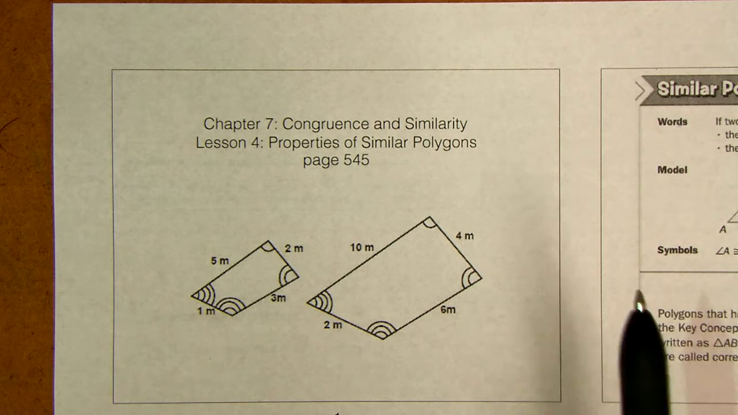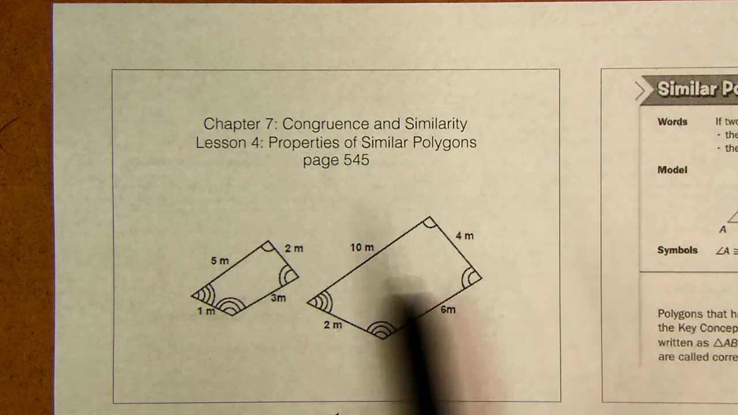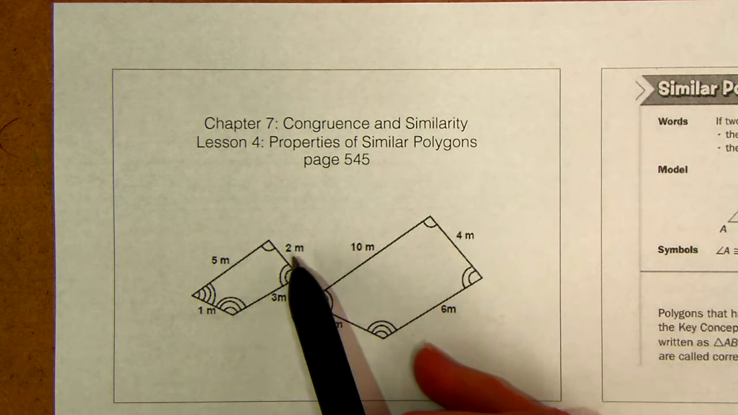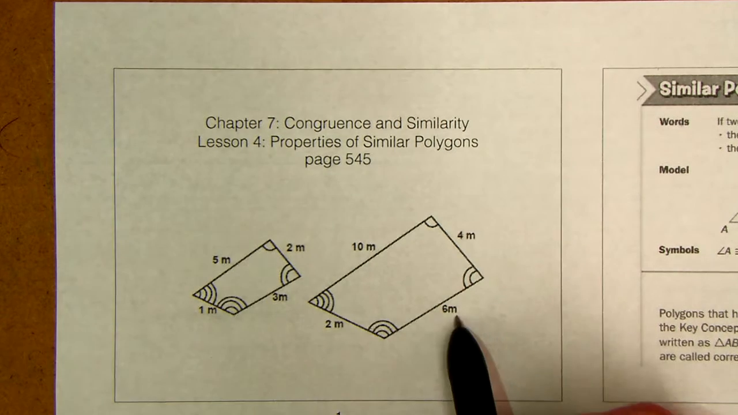Notice 5 to 10, that's a 2. 2 to 4, that's 2. 3 to 6, that's 2. 1 to 2, that's 2. So the scale factor would be 2, and that's how you know that they are similar.